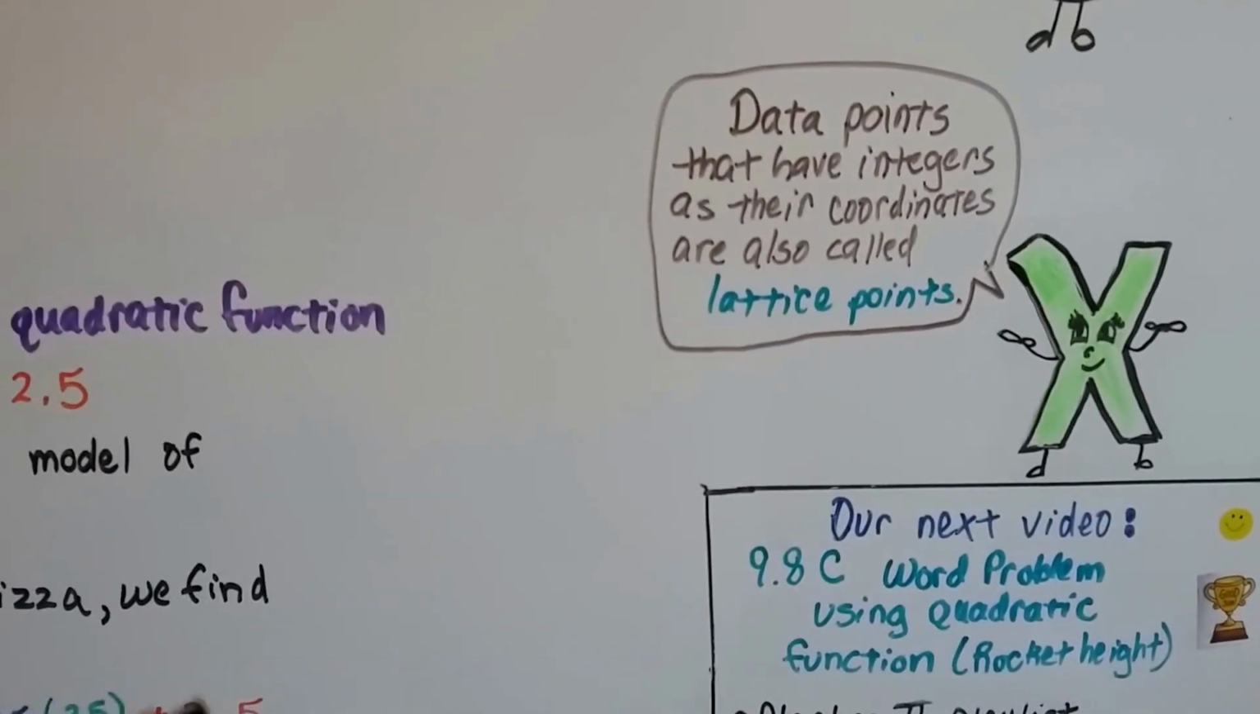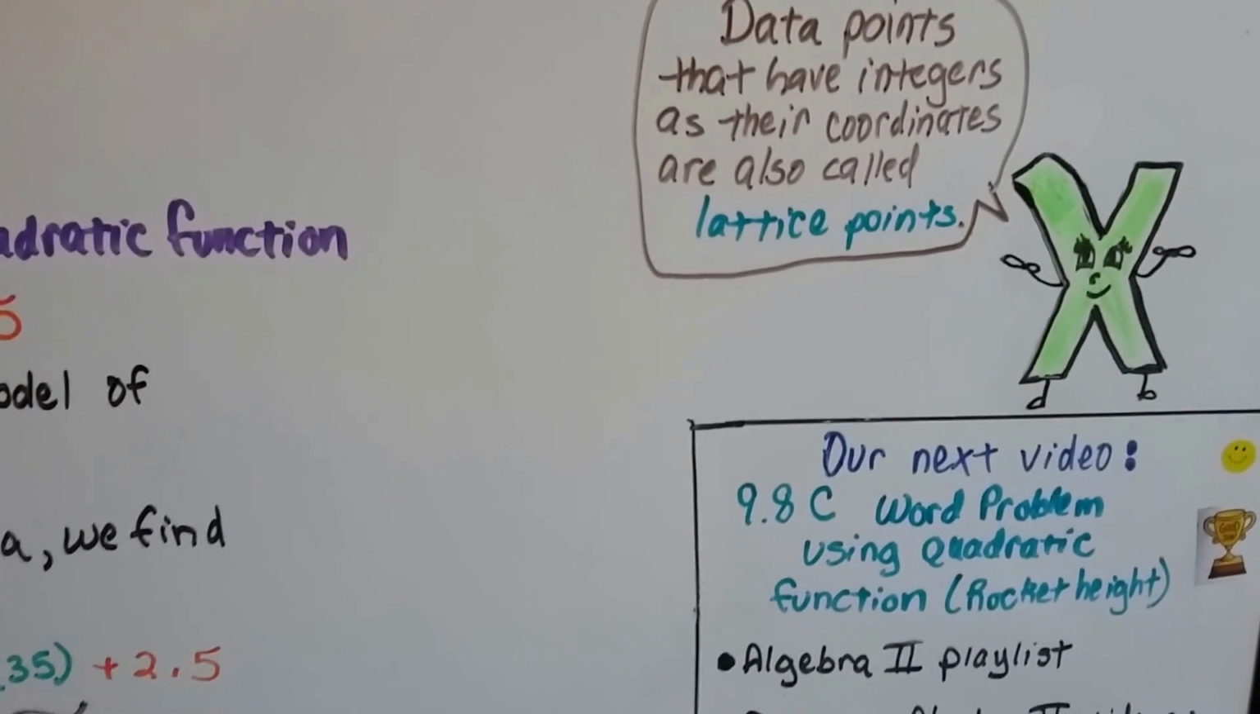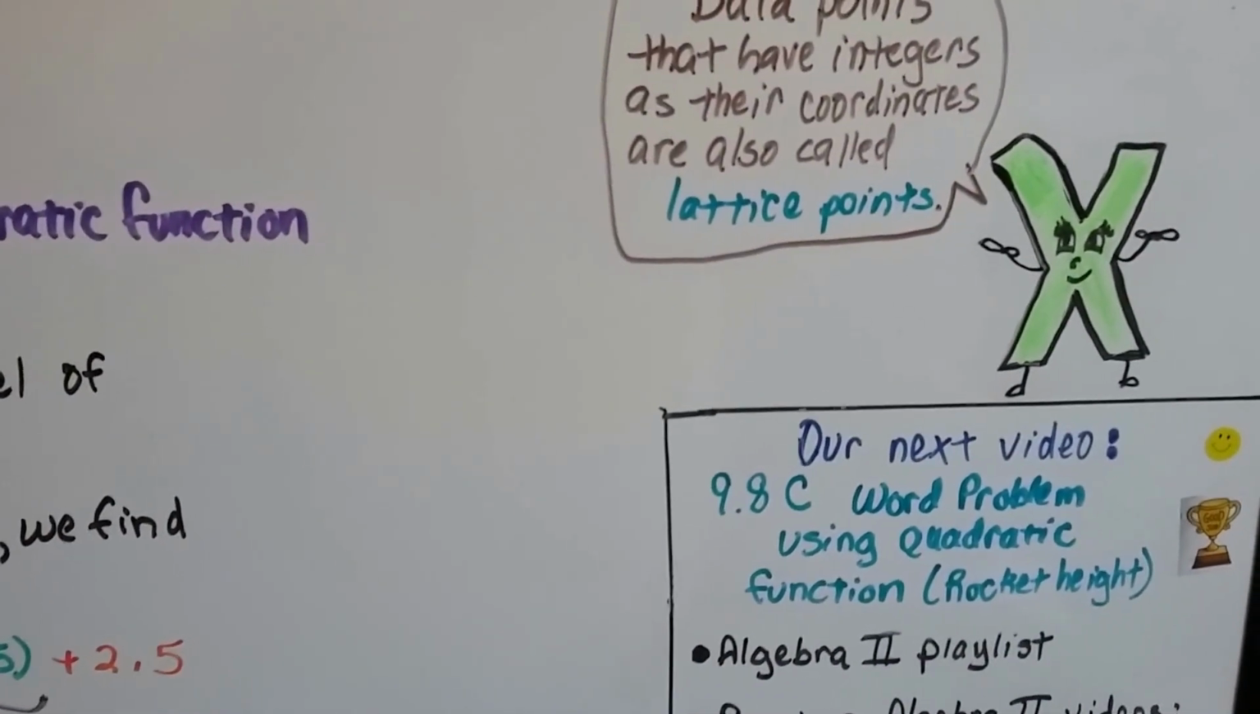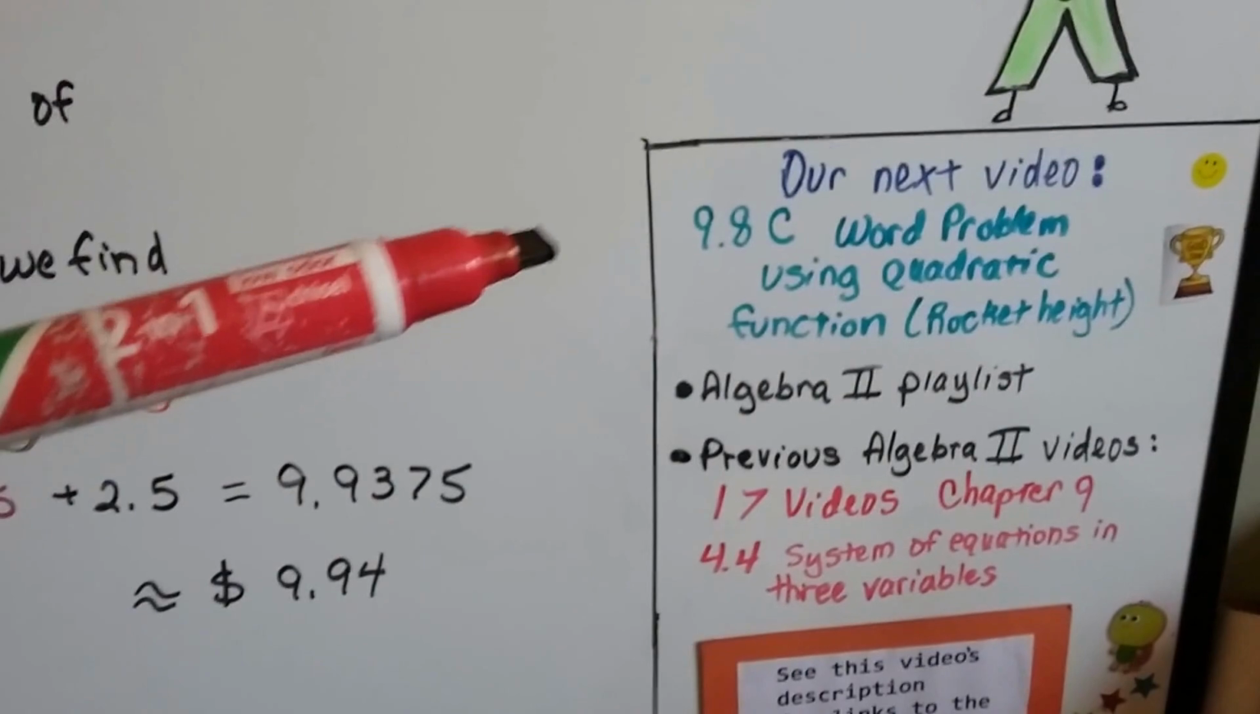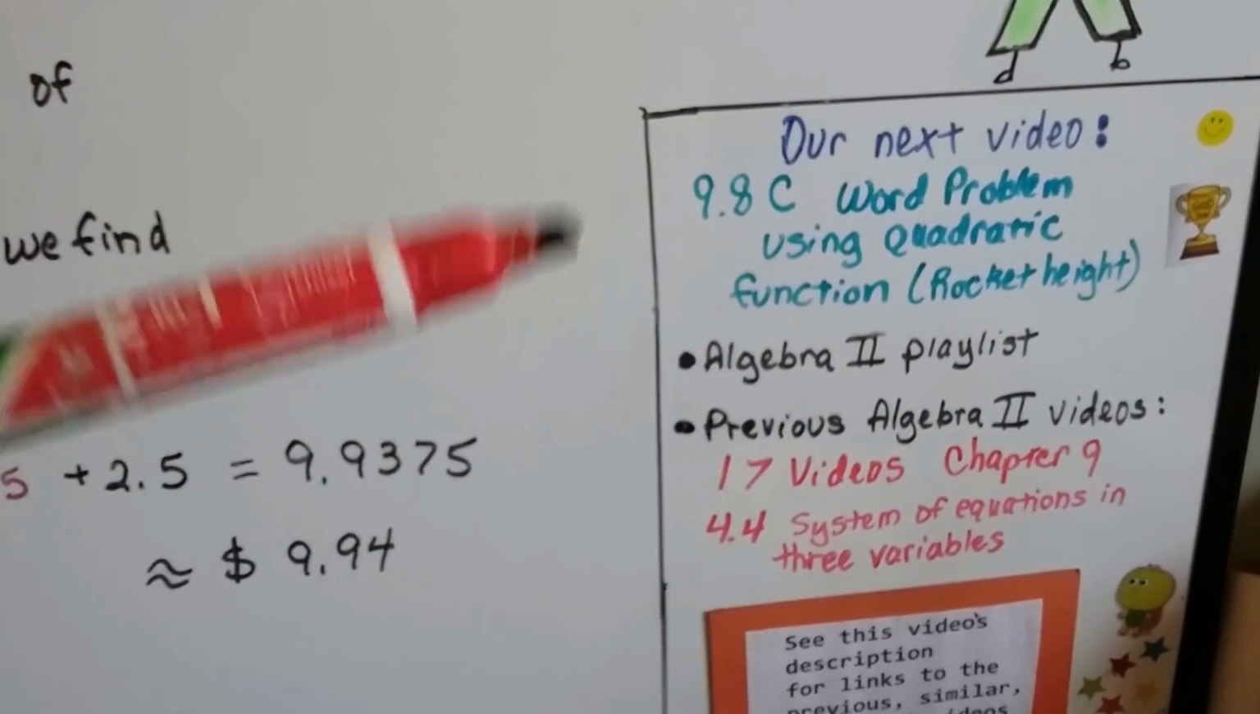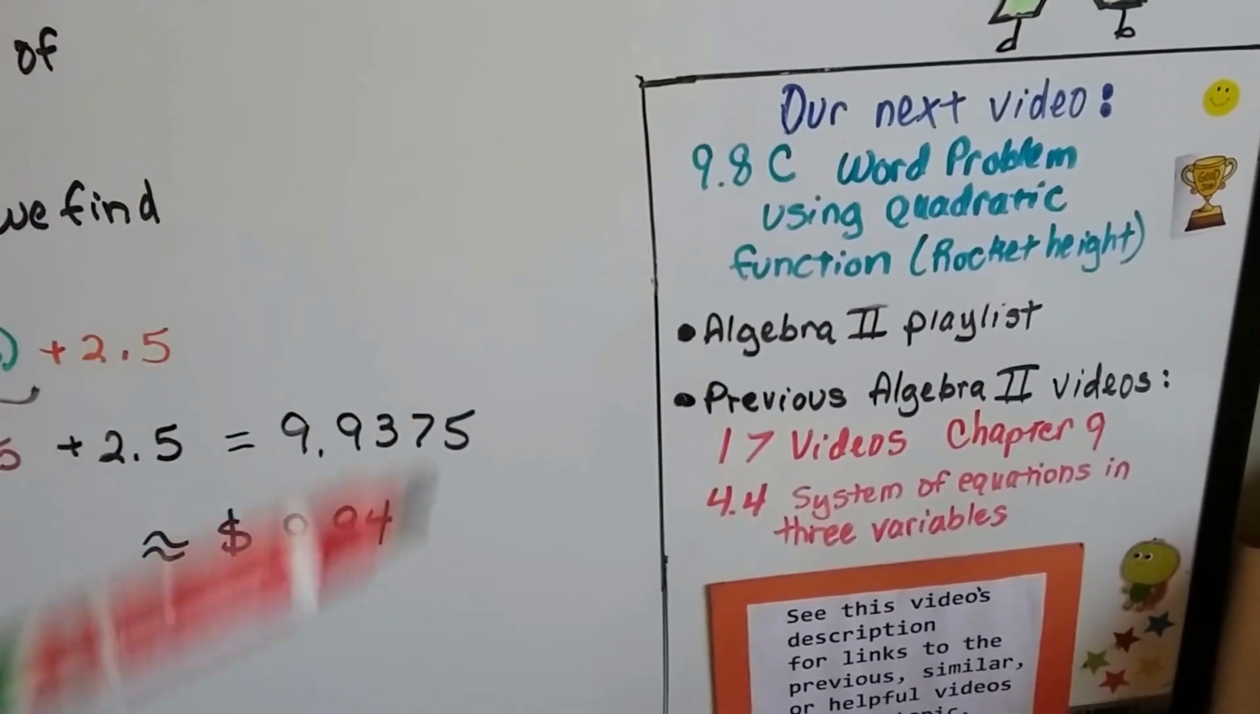Now, data points that have integers as their coordinates are also called lattice points. Isn't that nice to know? Thank you, little x. Our next video, 9.8c, we're going to do another word problem using quadratic functions, and it's going to be about rocket height.